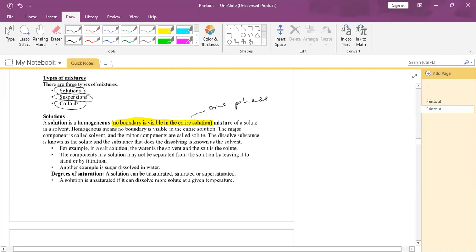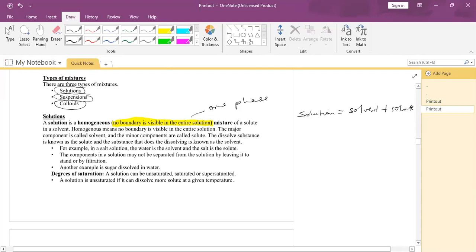The major component is called the solvent, and the minor component is called the solute, right? So what we're saying is that a solution is made up of the solvent plus the solute. The solute is what's being dissolved, and what does the dissolving is the solvent. The dissolved substance is known as the solute, and the substance that does the dissolving is known as the solvent. For example, in a salt solution, the water is the solvent and the salt is the solute, right?